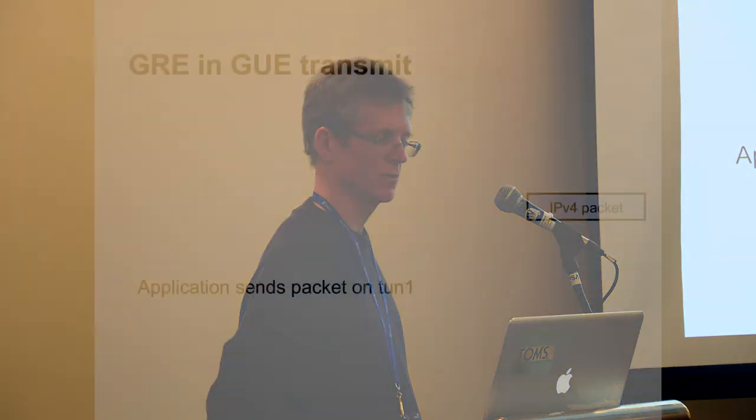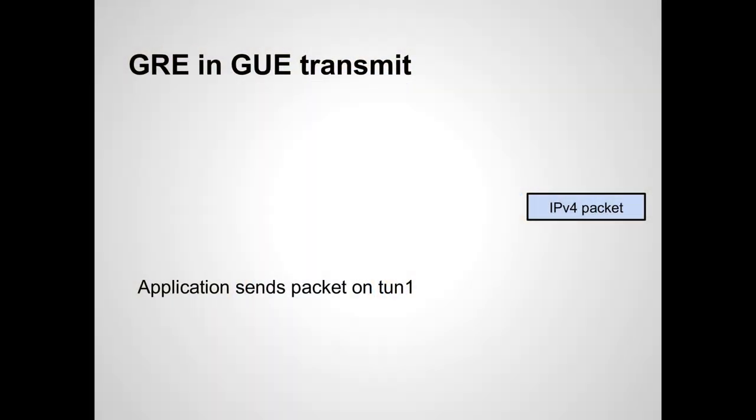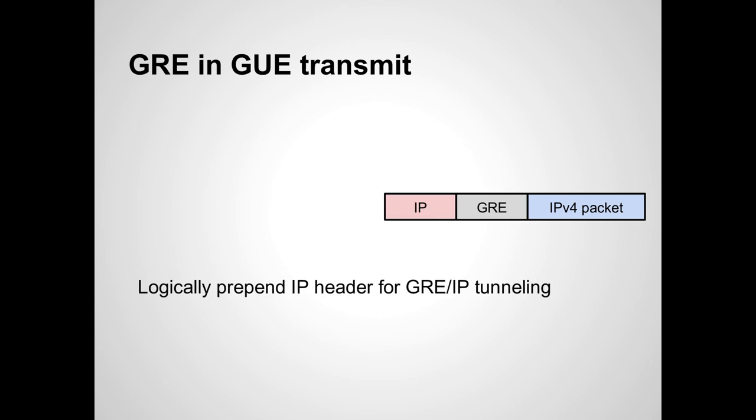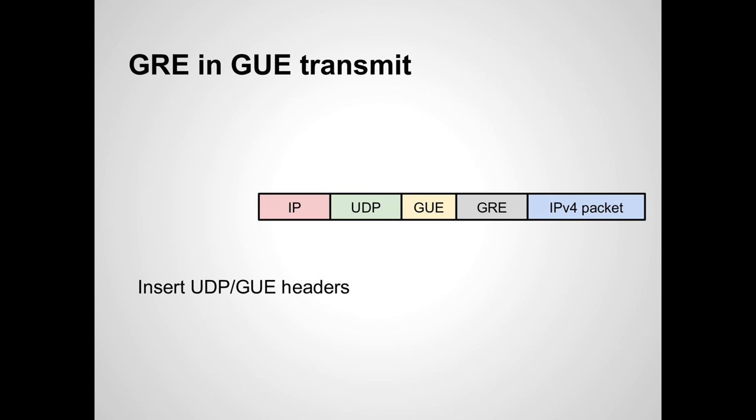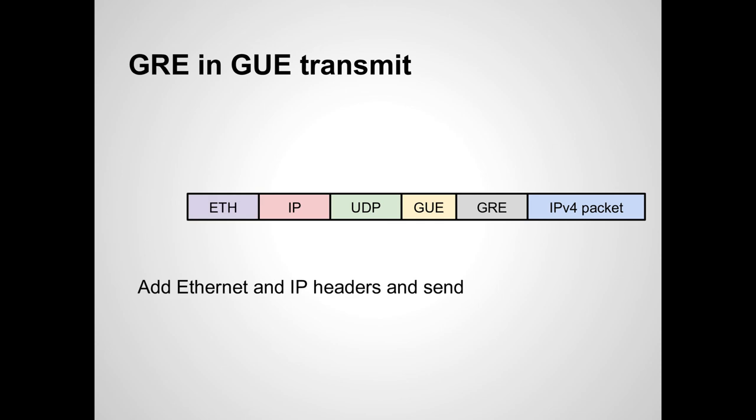Walking through this model, in this case we're considering GRE, so let's assume that the user sends an IPv4 packet on the GRE tunnel. GRE tunnel encapsulation over IP looks something like this. We add the IP and GRE headers. In this case, we insert a UDP and GUE header between the IP and the GRE. The UDP header will have 7777 as a destination port, so that's our port for generic UDP encapsulation. The next protocol in the GUE header is 47, so that indicates it's GRE. With that, we now have a fully qualified IP packet, attach the appropriate Ethernet header, and we can send that.